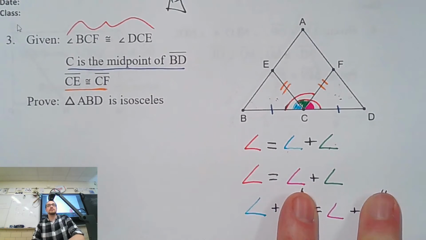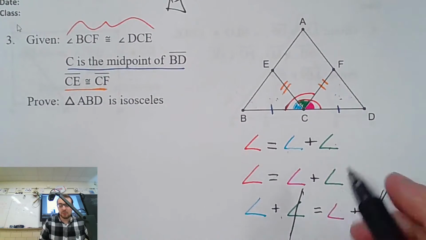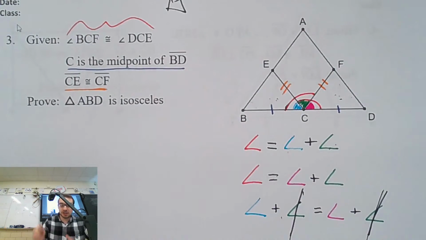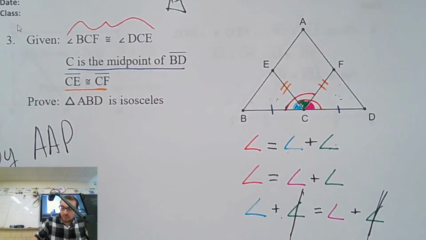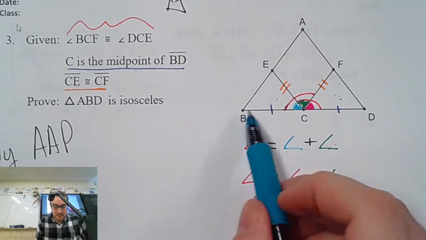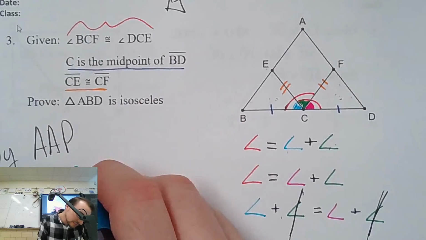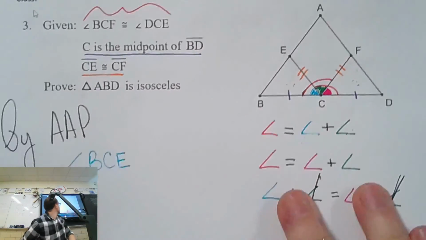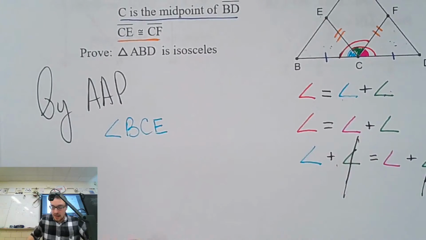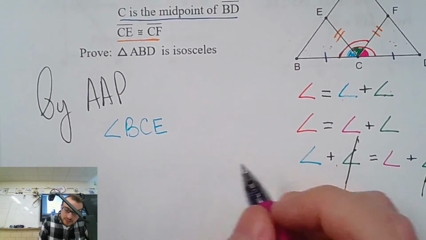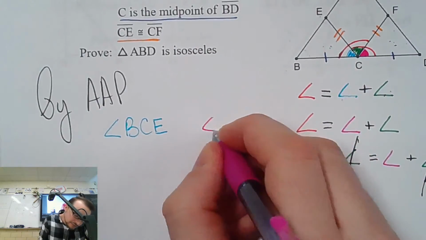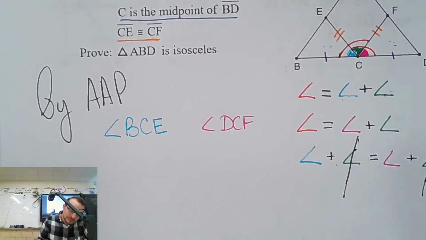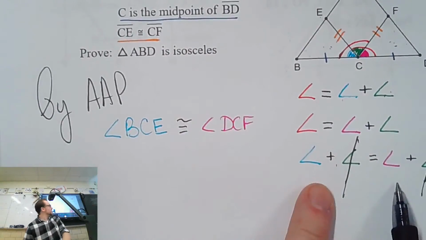Blue equals pink. So what did we do to set this all up? We did angle addition postulate and then substitution. We're just going to say, by angle addition postulate, I know that blue is the same thing as pink. Now we need to give names for these. The blue angle is BCE. And the pink angle is, if I did BCE, I want to do DCF. That's what we found out over here.